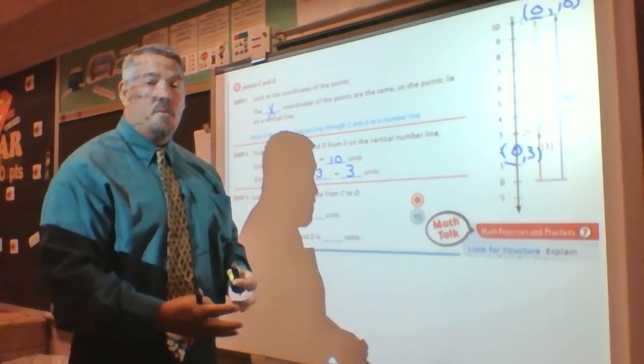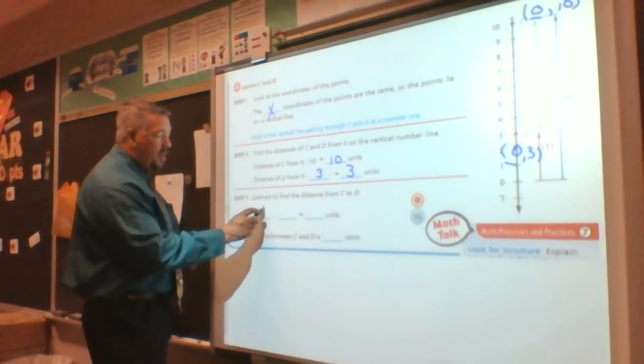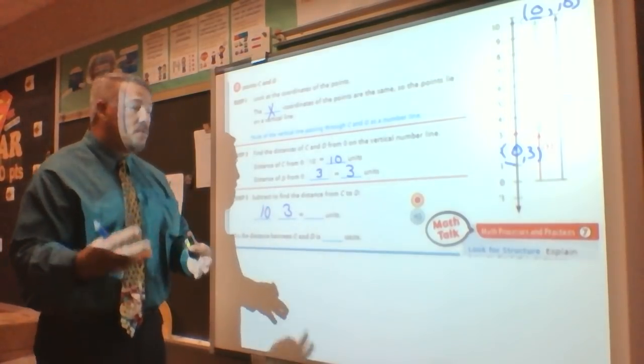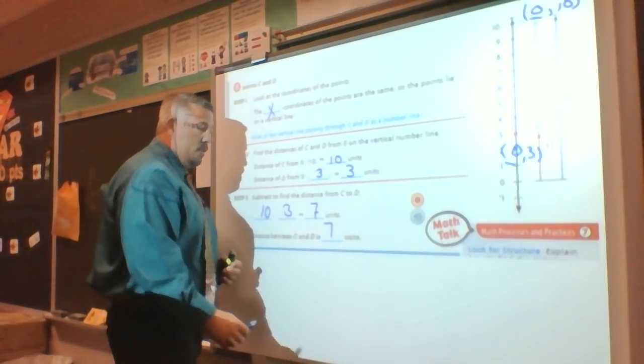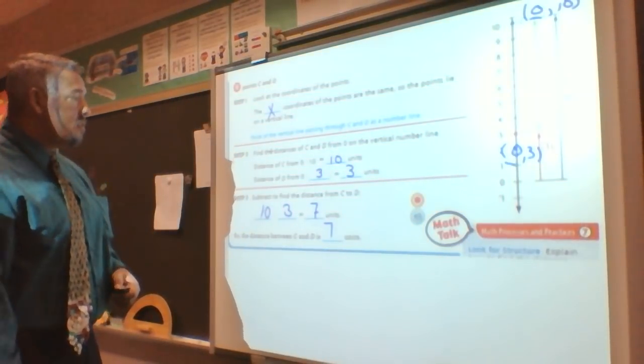If they're on the same side, then I'm going to have to subtract. So I would take my 10, and I would minus 3, and I would see that they are at a distance of 7 units. So they are at a distance of 7 units when I'm talking about the distance between C and D.